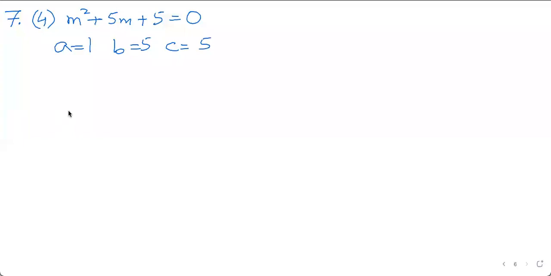Easy. Then we need to find the discriminant. It's easy writing this way, so I'm writing it this way, which is B square minus 4AC. Keep writing along with me. Now B square is 5 square. Now 4 into A is 1 and C is 5.